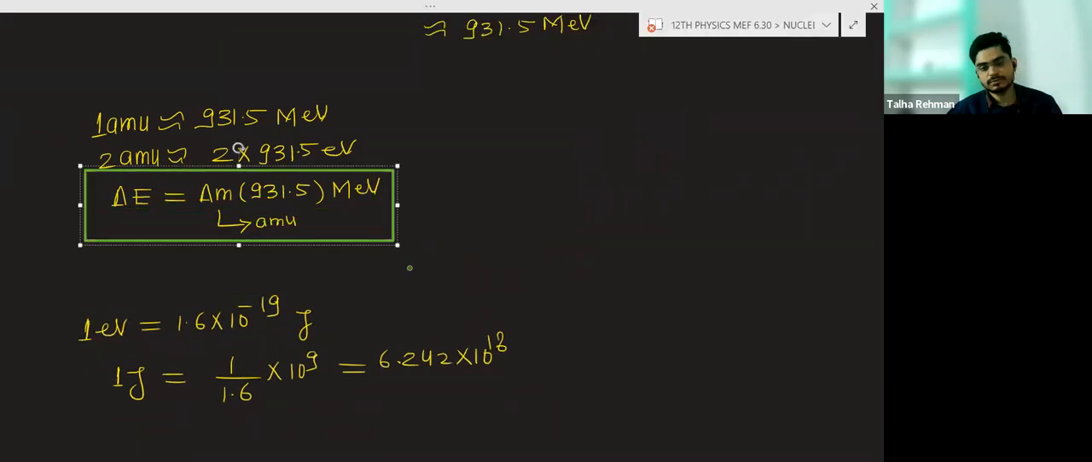Are you getting it? Means if 1 AMU mass will disappear, then this energy will release. If 2 AMU mass will disappear, then 2 into this amount of energy will release. So we can convert this formula: delta M into 931.5 mega electron volt, and this mass should be in AMU.